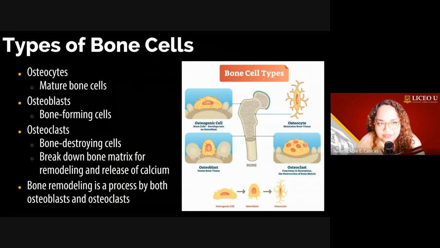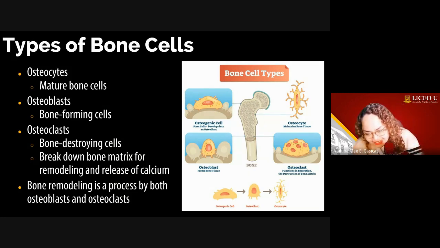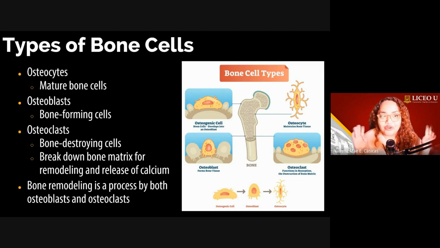And then we have the types of bone cells that are found in your bones. Of course, you have your osteocytes, osteoblasts, and osteoclasts. Osteocytes are basically the mature bone cells. These are your bone cells. And then your osteoblasts are your bone forming cells, meaning before they become osteocytes, they are osteoblasts. They are not yet mature.